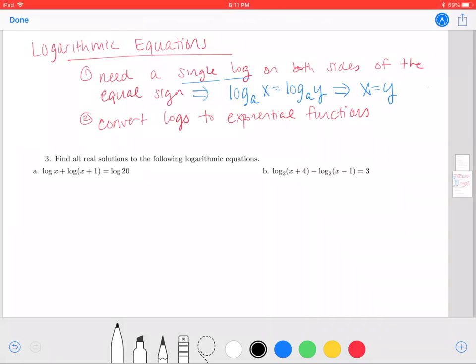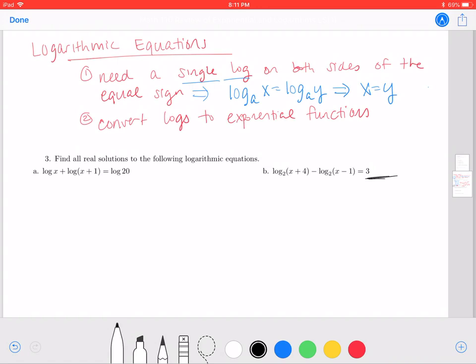Okay, let's take a look at 3b. So in 3b, I have another logarithmic equation, but this time I can tell I'm not going to be able to do what I did in part A. I don't have a single log on both sides of the equal sign, and I don't want to move one over if I don't have to. Because I don't have a log on the right side of the equal sign, it doesn't mean I can't solve this. It just means I have to solve it a different way.